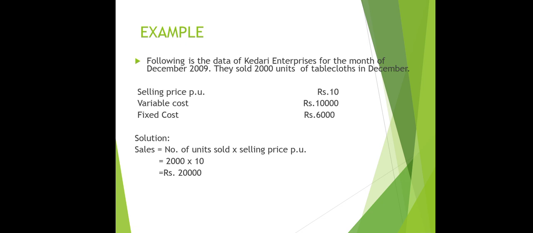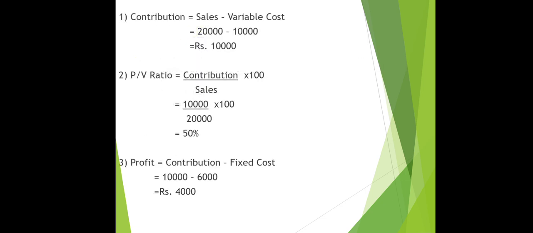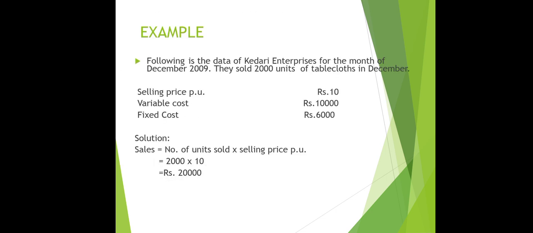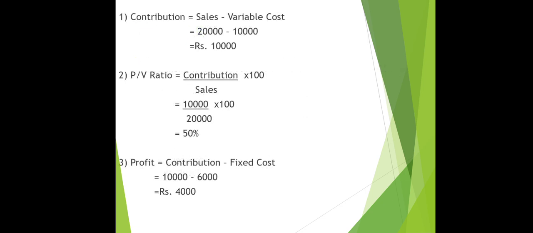Then let's see the first terminology, contribution. For contribution, the formula is sales minus variable cost. Before that we calculated sales value, it is 20,000, and the variable cost value is 10,000. Then contribution is equal to sales minus variable cost, 20,000 minus 10,000. Contribution is equal to rupees 10,000.